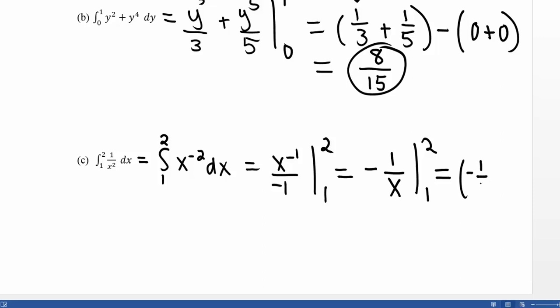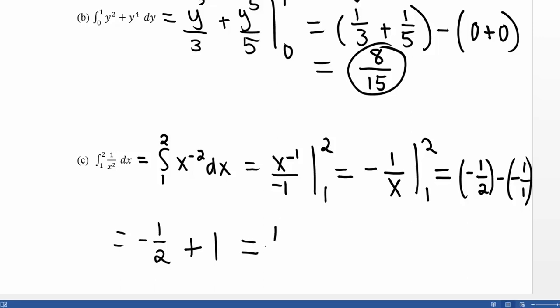So I have negative 1 over 2 minus, and then when I plug in my lower bound, I have negative 1 over 1. So doing a little simplification here, I have negative 1 over 2. Now notice I'm subtracting a negative. So those are going to cancel and I will have plus, and then 1 over 1 is 1. So I really have negative half plus 1, which is going to give me 1/2.